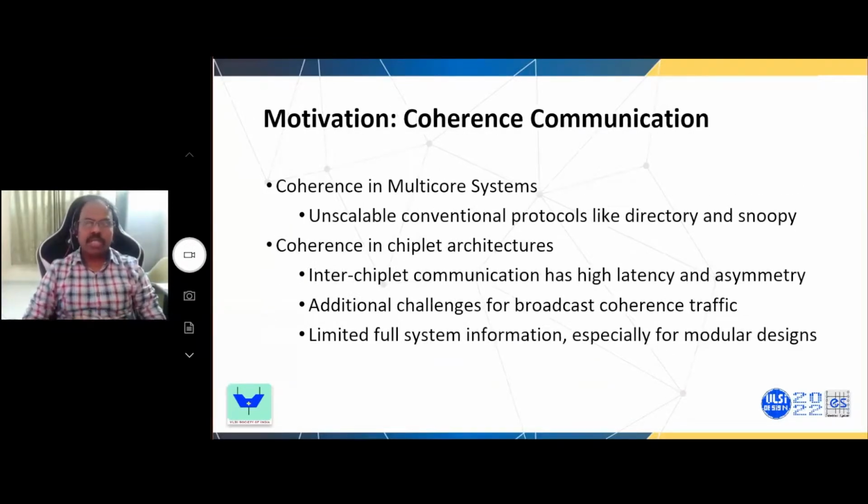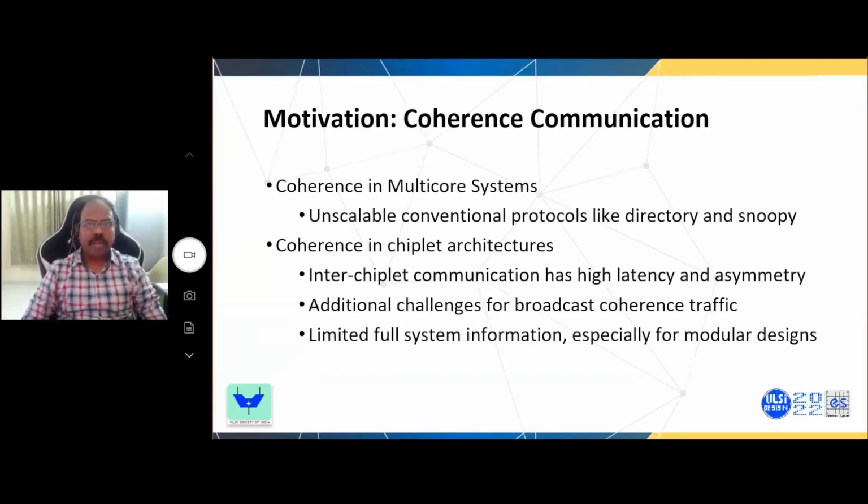Coherence in multi-core systems itself has been facing several challenges, primarily due to the unscalability of the existing conventional protocols like directory and Snoopy protocols. Directory protocols require unscalable area overhead as the system size increases or the number of cores in the systems increases. For Snoopy protocols, there is a requirement of ordered interconnection support along with high broadcast traffic, which limits its scalability or implementation to very small core counts.